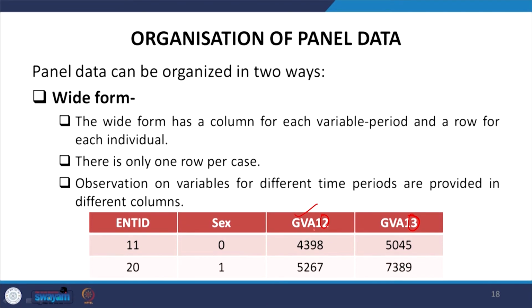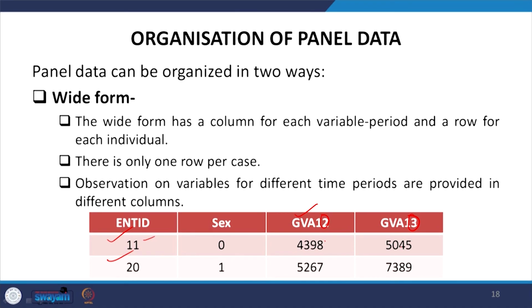We will show it. Here is the first case, then the second case. One time invariant variable is given, sex, given for this individual. Now, GVA for this individual is given two times, in period 2 and period 3, it is given here.